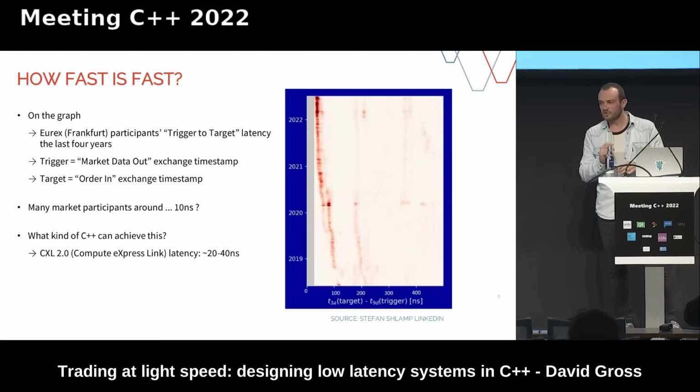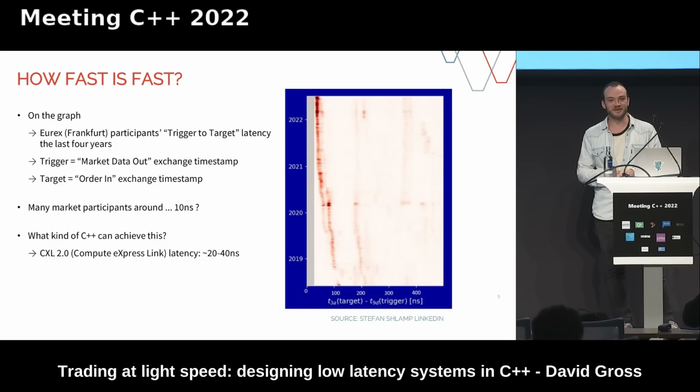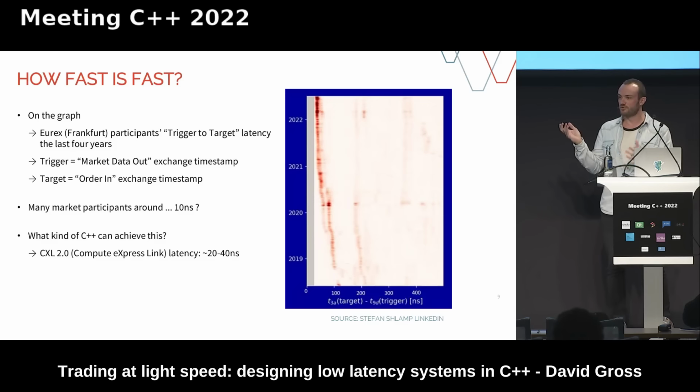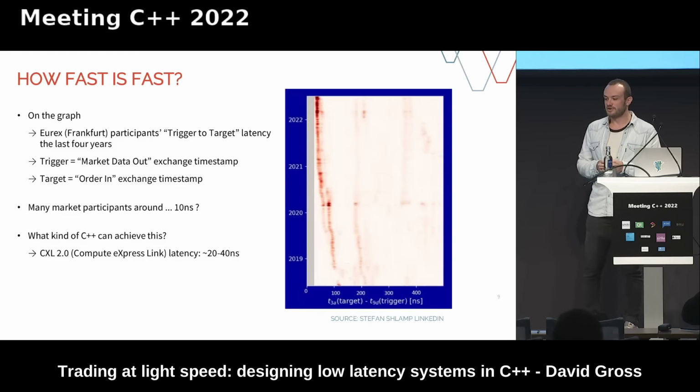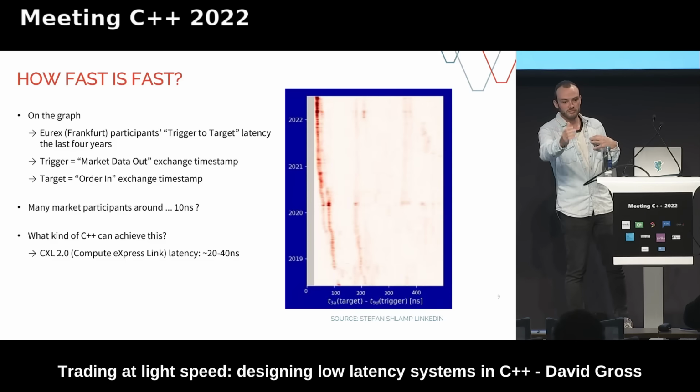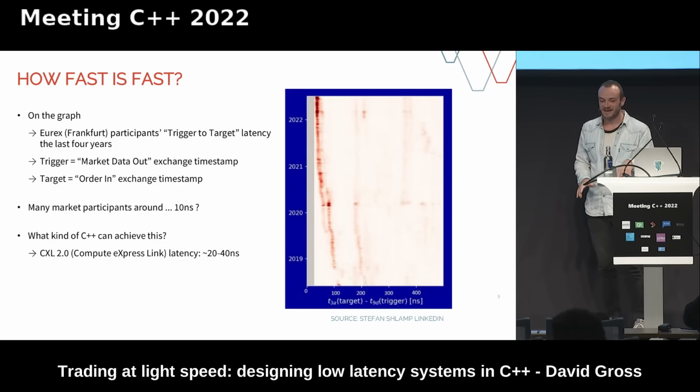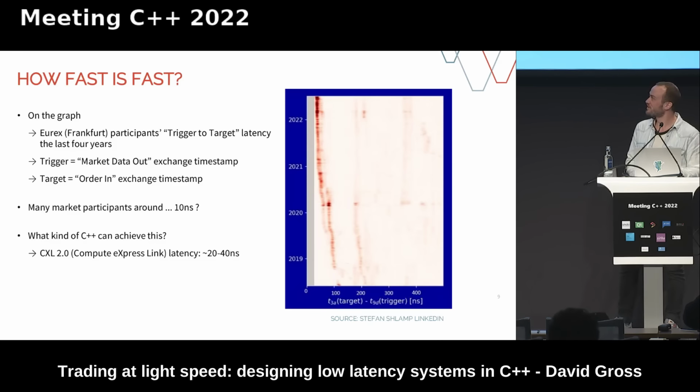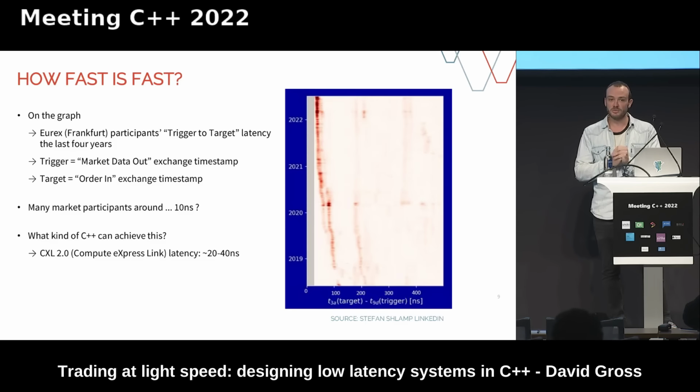Okay, that's very fast. So what kind of C++ can achieve that? Well, none. 10 nanoseconds is, by the way, taking the analogy again of the speed of light, roughly the time it takes for light to travel between me and the very first row. It's not a lot. Not sure what kind of logic we can have out there. So yeah, no C++ can achieve this. Even the new coming PCI Express standard is already way too slow for that.